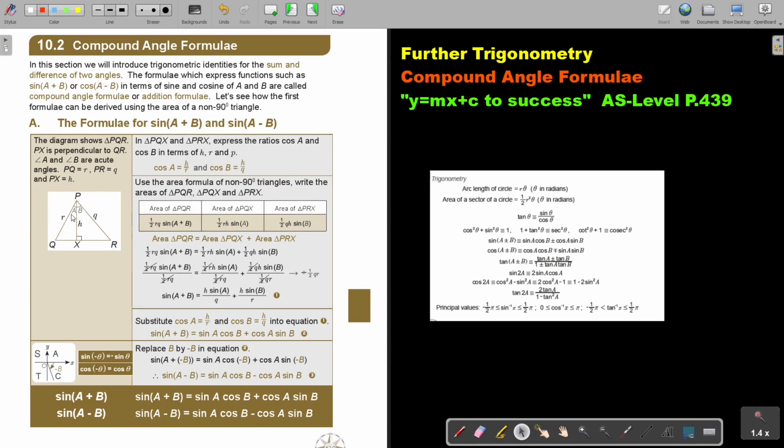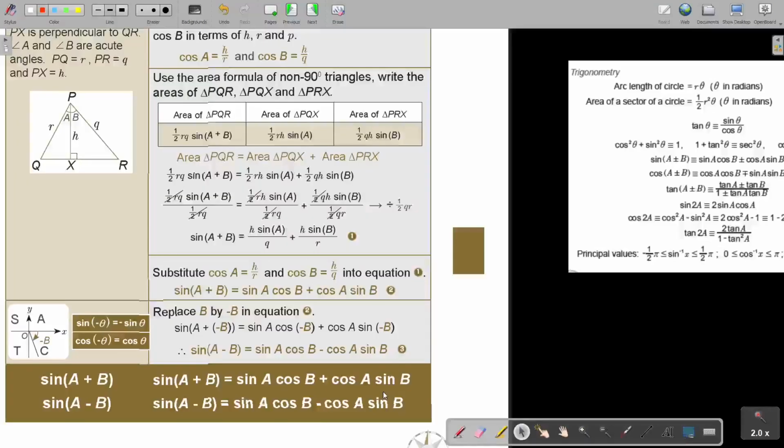and then sin(A + B) because it's the big one. For the left one, it will be half rh and then sin A. And for the right one, half qh and sin B. Now, do you agree the area of the big one is equal to the area of the left one plus the area of the right one? That's what I'm saying there.